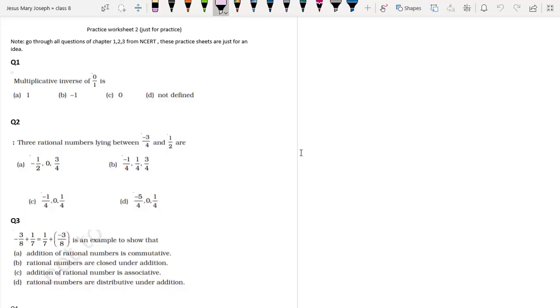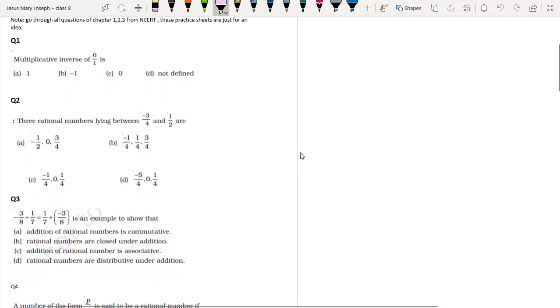Hello students, now we'll discuss practice sheet 2. In this first question, we have to find the multiplicative inverse of 0 upon 1. We know the multiplicative inverse of any number is that number which, when multiplied with the given number, gives the answer 1.